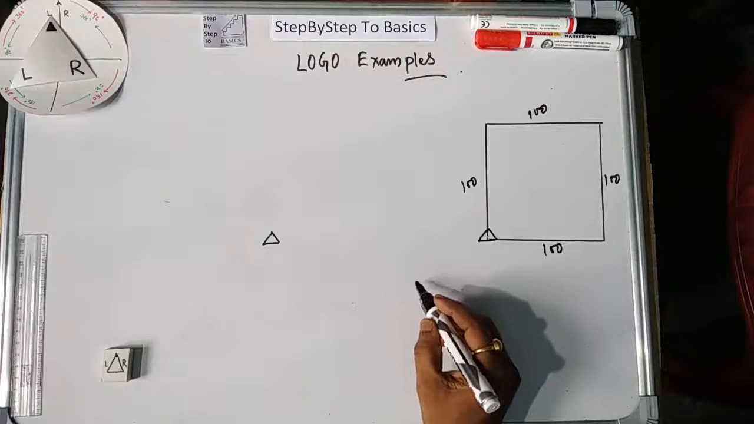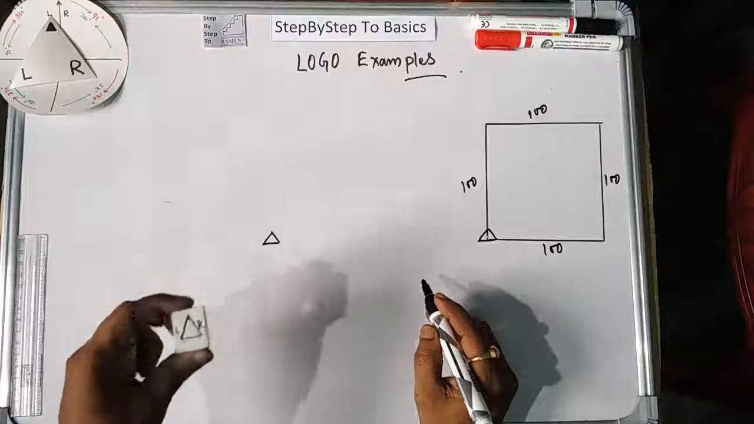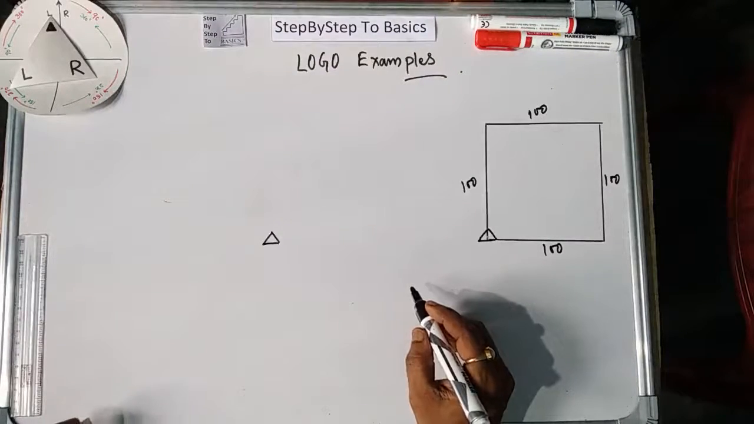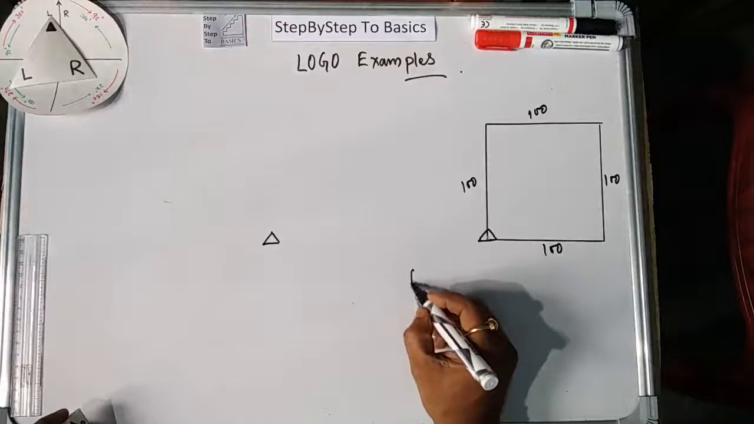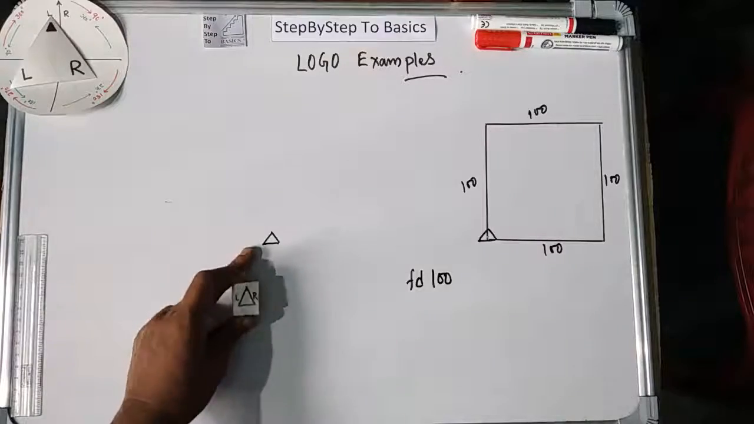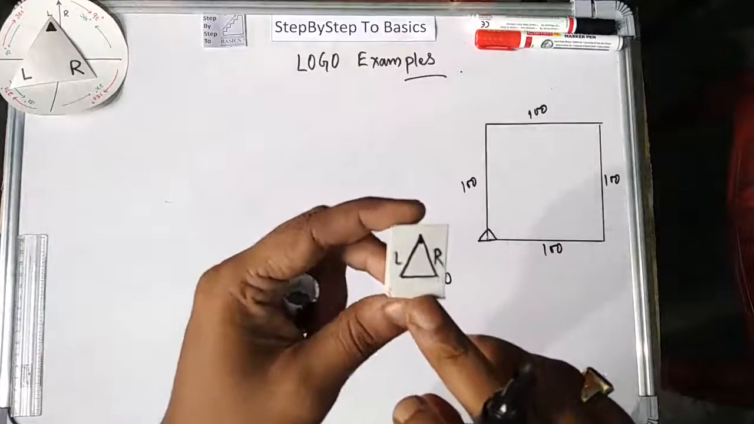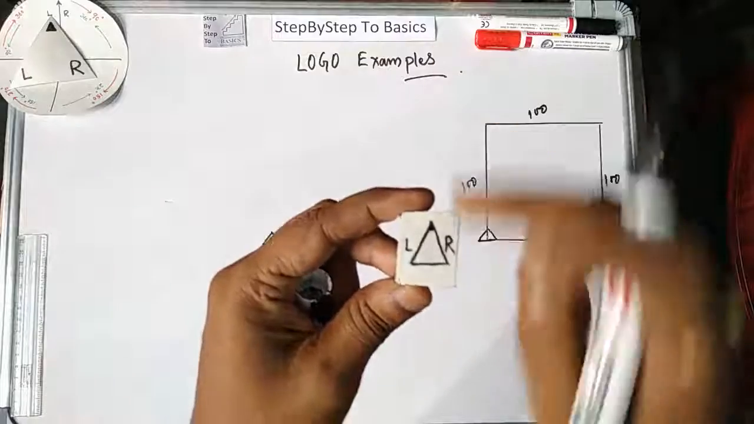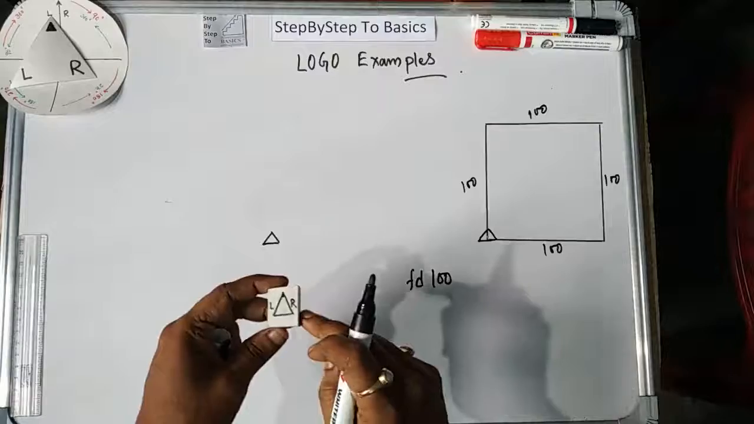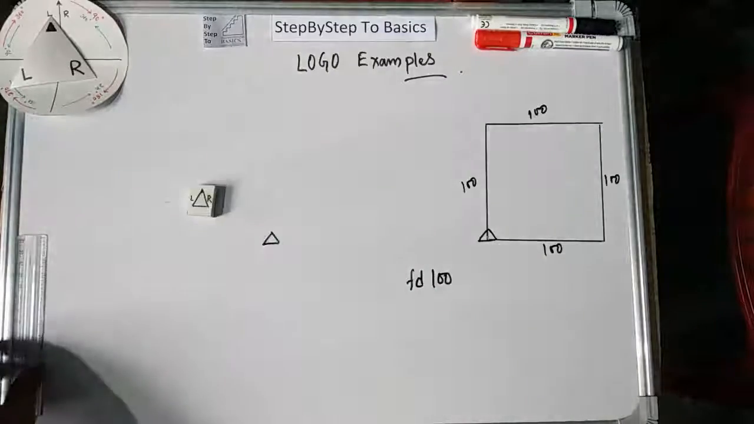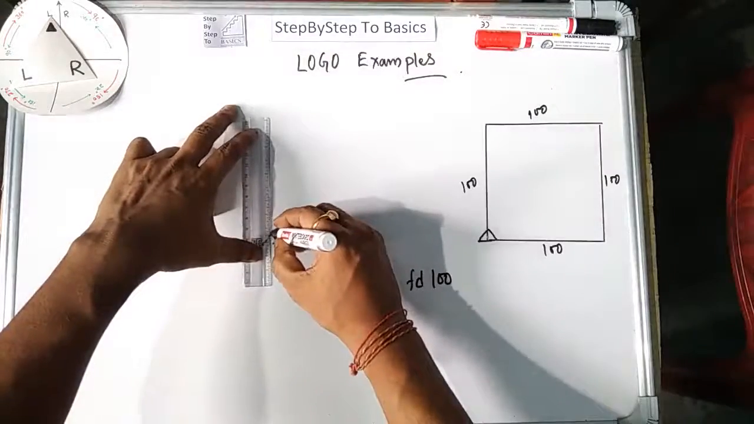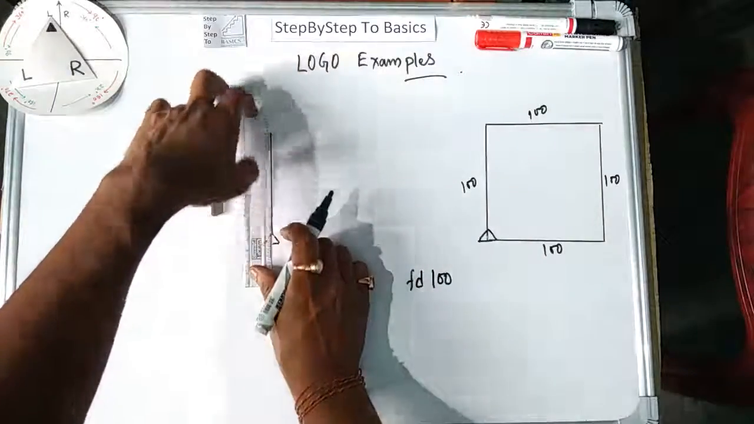So here I am writing the code, and in parallel I will try to explain what is going to happen if I write a particular command. First I am writing FD 100. So your cursor is like this. Imagine this is your cursor, this is the direction, this is the left side, and R means the right side. So let's move it 100 steps forward. I'm using a scale. So we are now 100 steps here.